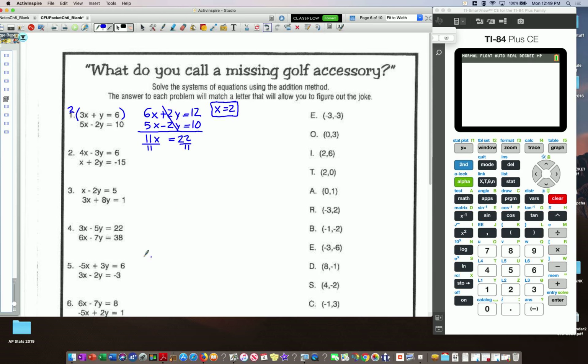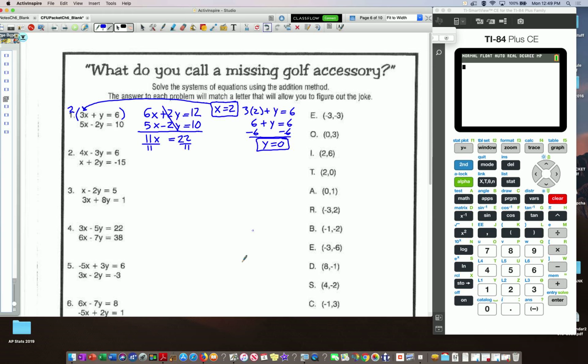Now I still need to figure out my y value, so I'm going to plug this back into one of them. I'm going to actually plug it into the first equation. So 3 times 2 plus y equals 6. So I have 6 plus y equals 6. Subtract 6. And I have y equals 0.